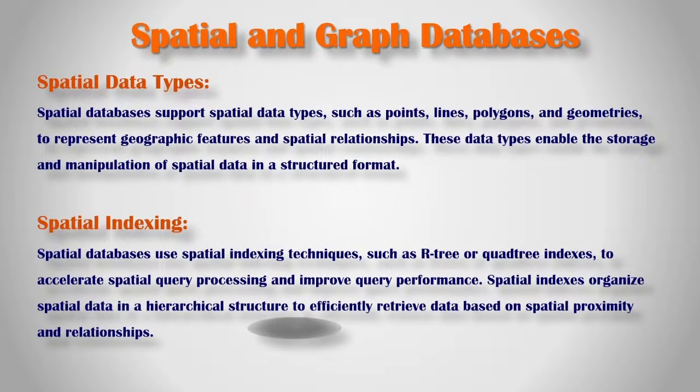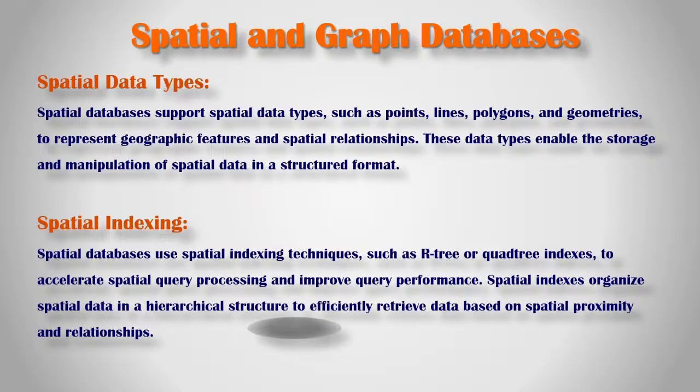Spatial data types. Spatial databases support spatial data types such as points, lines, polygons, and geometries to represent geographic features and spatial relationships. These data types enable the storage and manipulation of spatial data in a structured format.